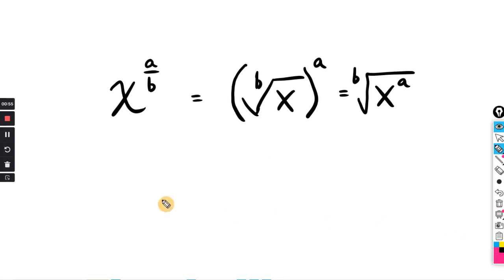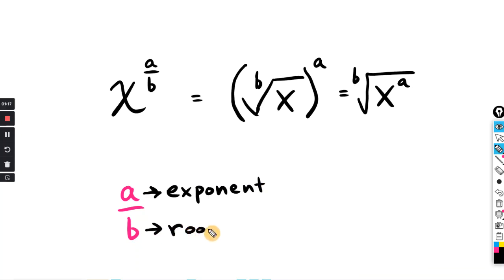So when you have a fractional exponent, a over b, the numerator is going to be the exponent, and the denominator is going to be the root. So like I said, x to the power of a over b, the numerator a is the exponent, so that's either right here or right here, and the denominator is the root, so the b is the small number right outside of the radical symbol.